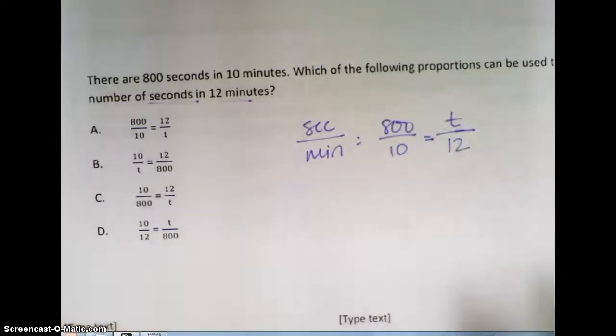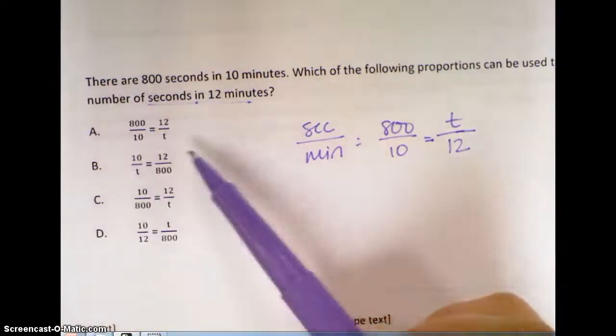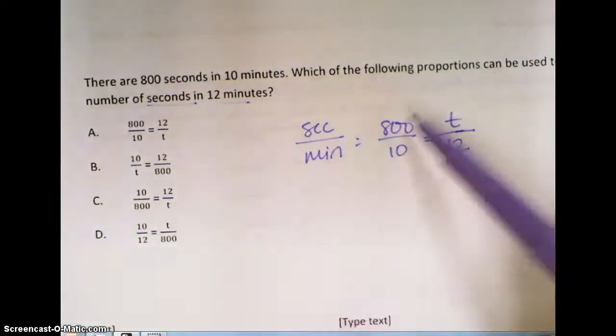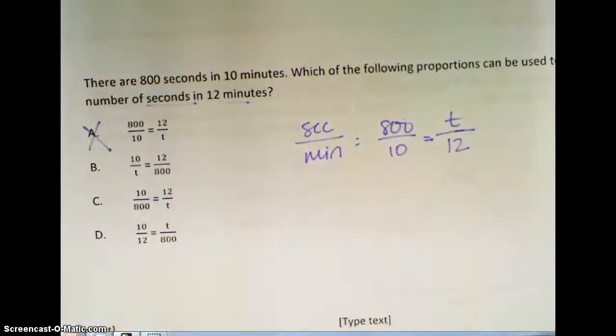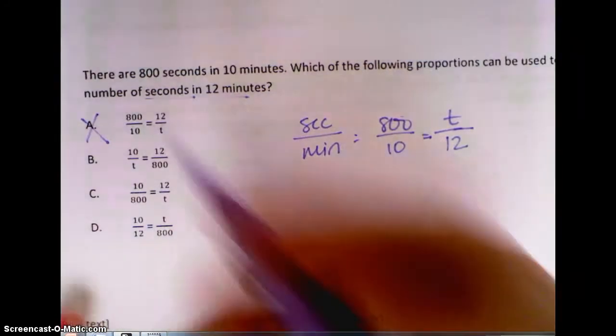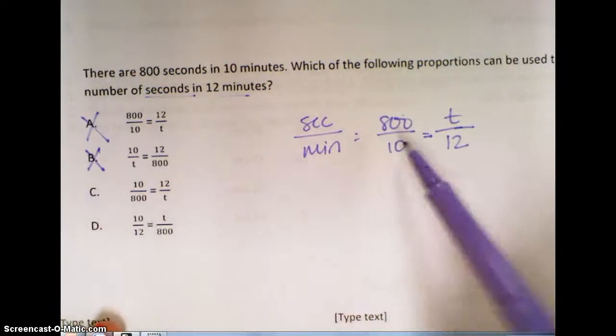Okay, so when I come and look at my answer choices now, I can see, okay, 800 over 10, which I have, is equal to 12 over t. Well, is that equal? No, because it would have to be t over 12. I can't have 12 over t if I have 800 over 10. So that one's out. 10 over t, well, at any point when I turned my paper, did I ever have 10 over t? No, so that cannot be an answer choice. Okay, 10 over 800. Well, that was an answer choice, right?